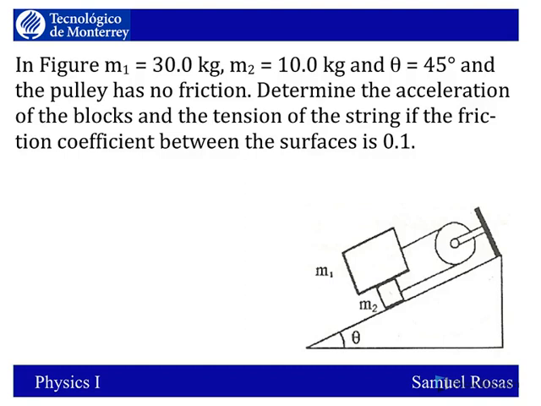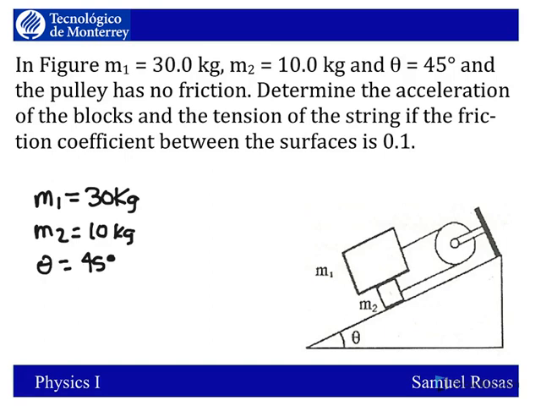The problem states, in the figure, mass 1 equals 30 kilograms. That is data, so we can abstract that mass 1 equals 30 kilograms, mass 2 equals 10 kilograms, and the angle theta is 45 degrees. That's the angle of the incline, this angle.